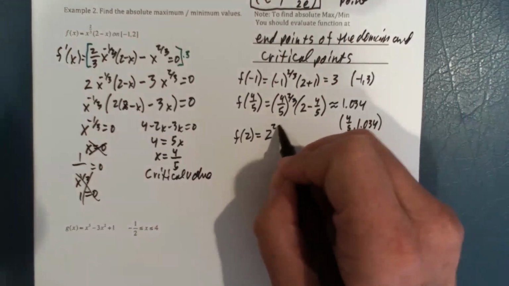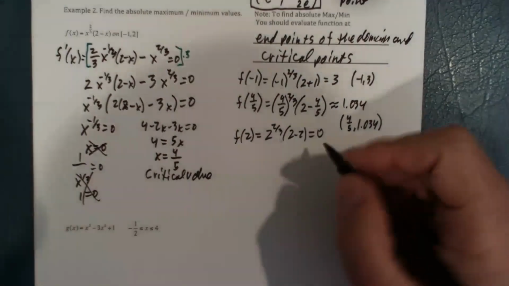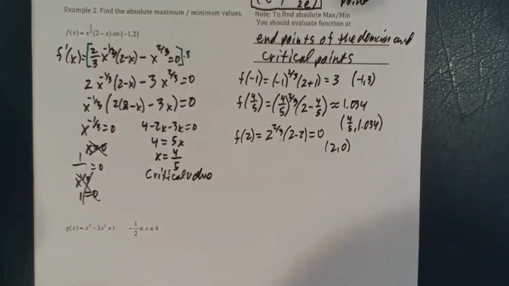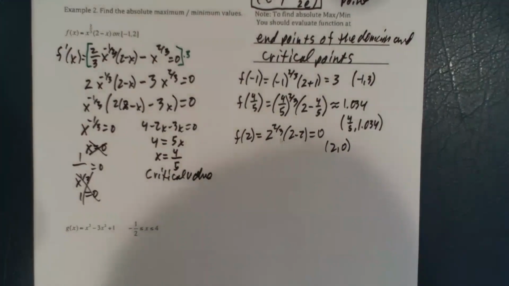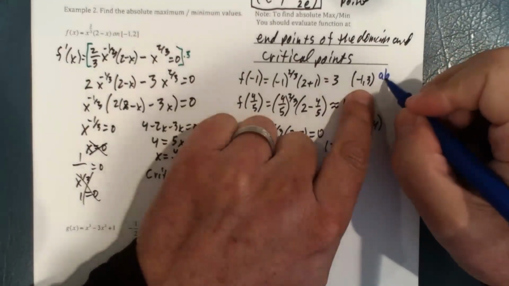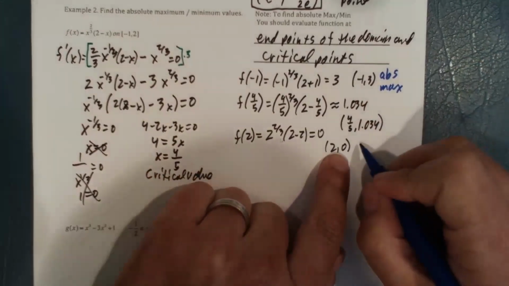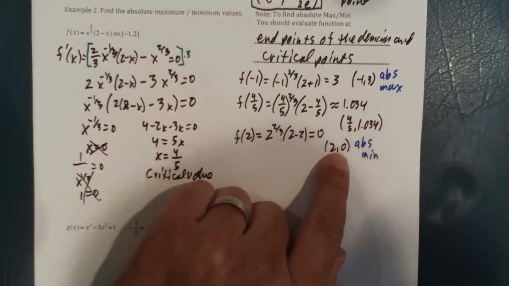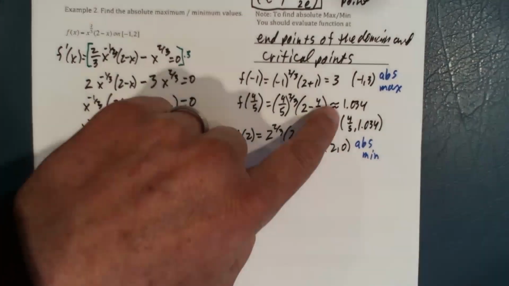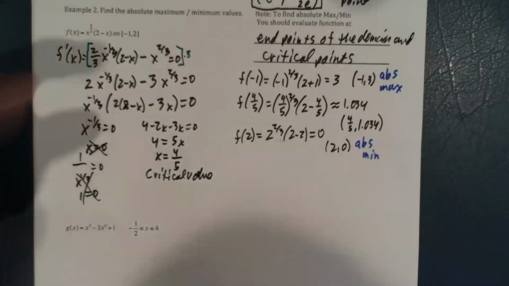And our other endpoint is f of 2. This is going to be 2 to the 2/3 times 2 minus 2, which is 0. So we have the point 2, 0. Our big conclusion here is because 3 is the biggest y value that we've run into, this is the absolute max on this interval. And because 0 is the smallest y value, this is our absolute minimum. And this is potentially a critical value. Remember, it's just a candidate to be a critical value. It's not necessarily a critical value. We'd have to take a look at the graph, but we're not analyzing that now.